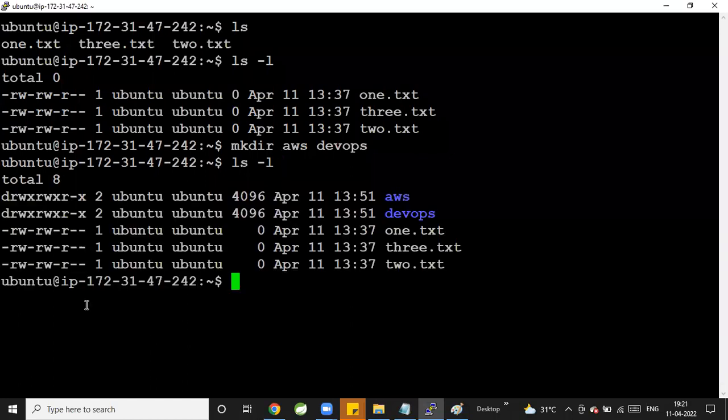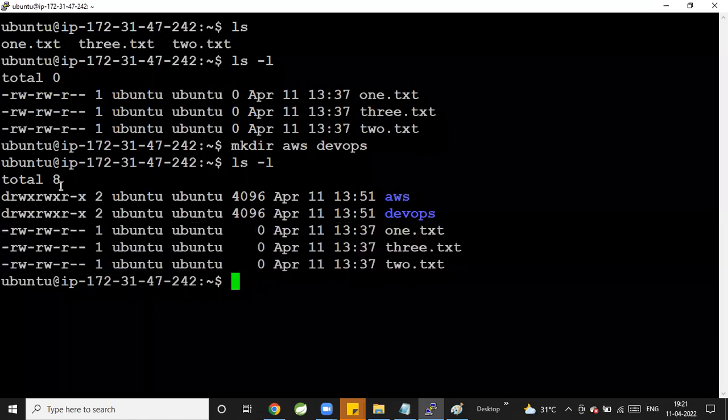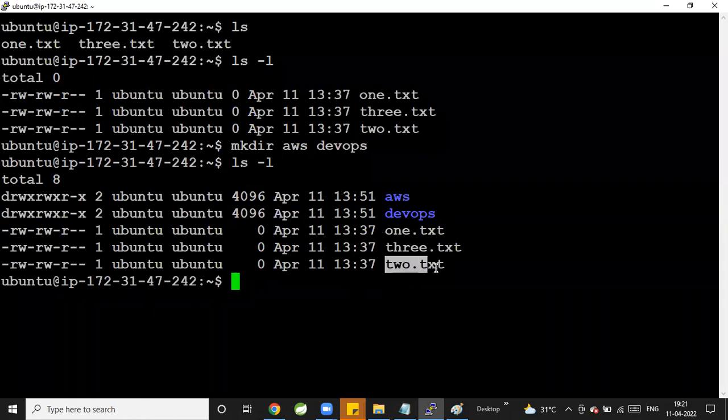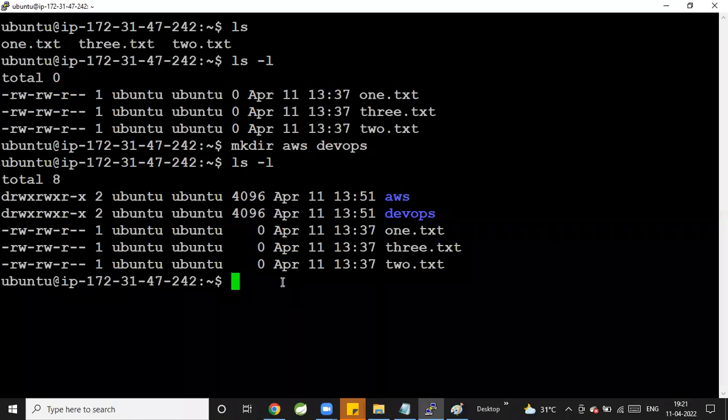Now, can you see here, guys? There are some files available and there are some directories available. How can you understand whether this is a file or this is a directory? If it is starting with the character d, that means it is a directory. If it is starting with a hyphen, that means it is a file.